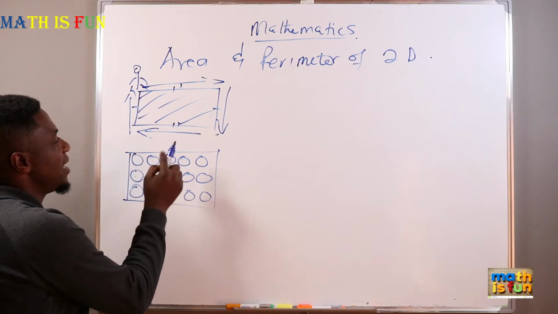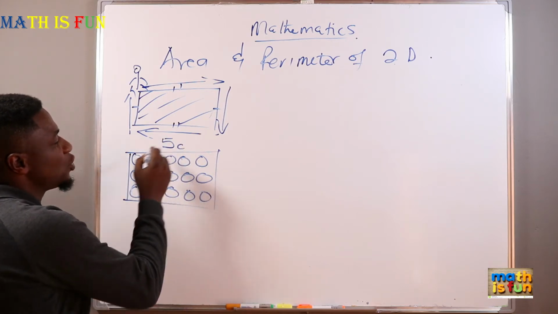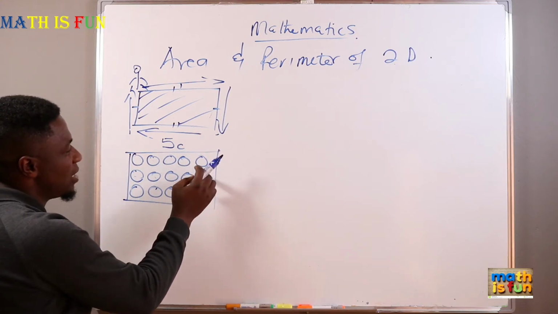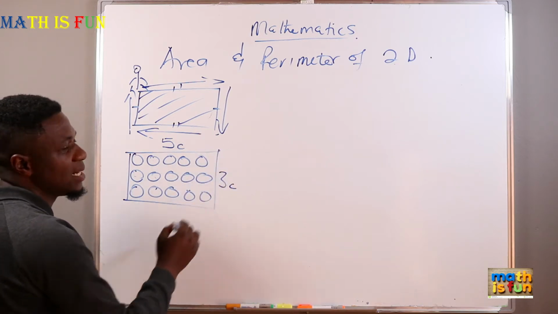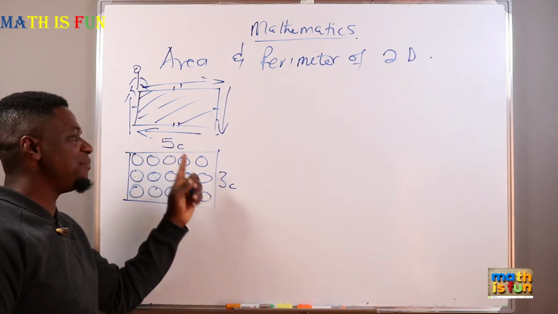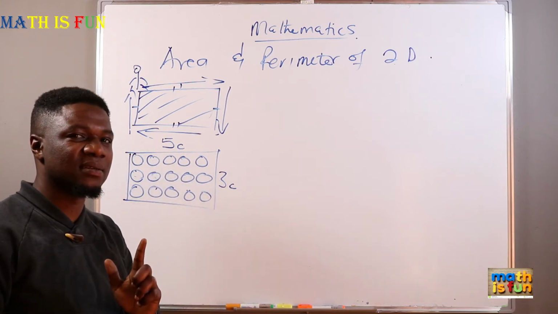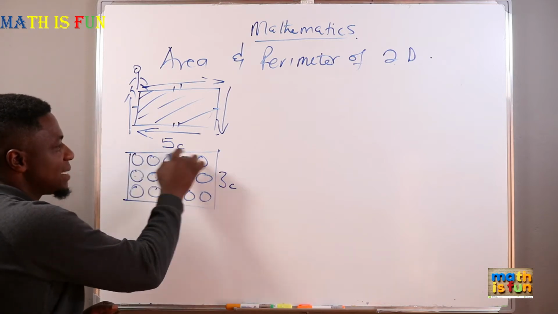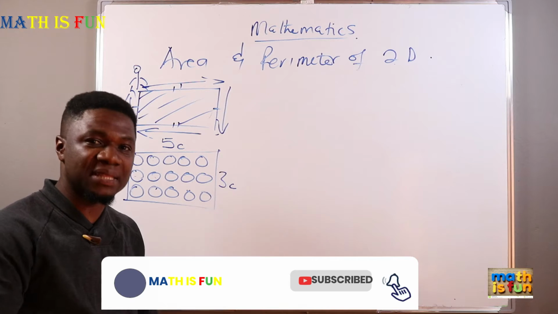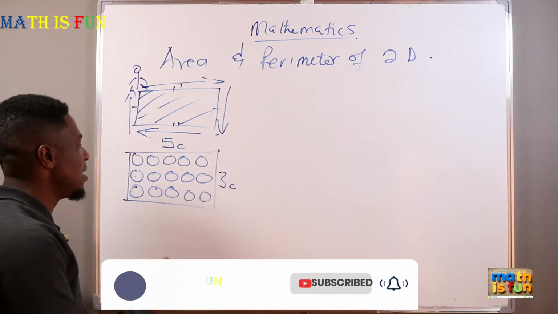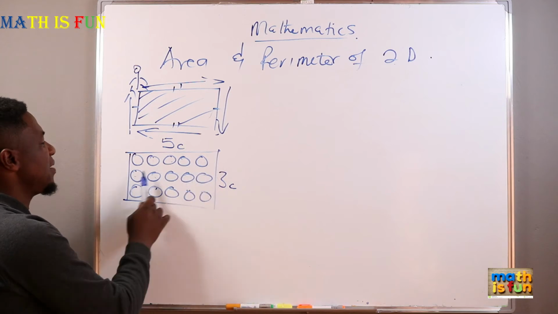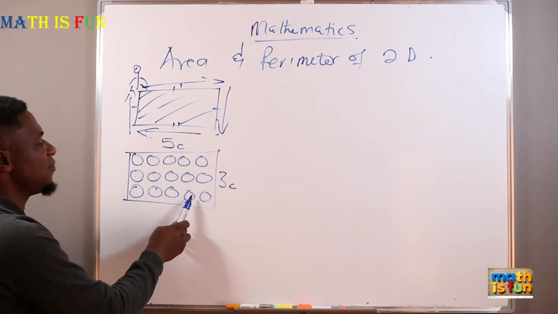1, 2, 3, 4, 5. So I have 5 chocolates. The number of chocolates by the side, I have 1, 2, 3. 3 chocolates. Let's see something. If you multiply 5 by the 3, we get 15. So this side, that is the length, multiplied by the breadth, will give us 15. And if we count the number of chocolates here, we can go 1, 2, 3, 4, 5, 6, 7, 8, 9, 10, 11, 12, 13, 14, 15.